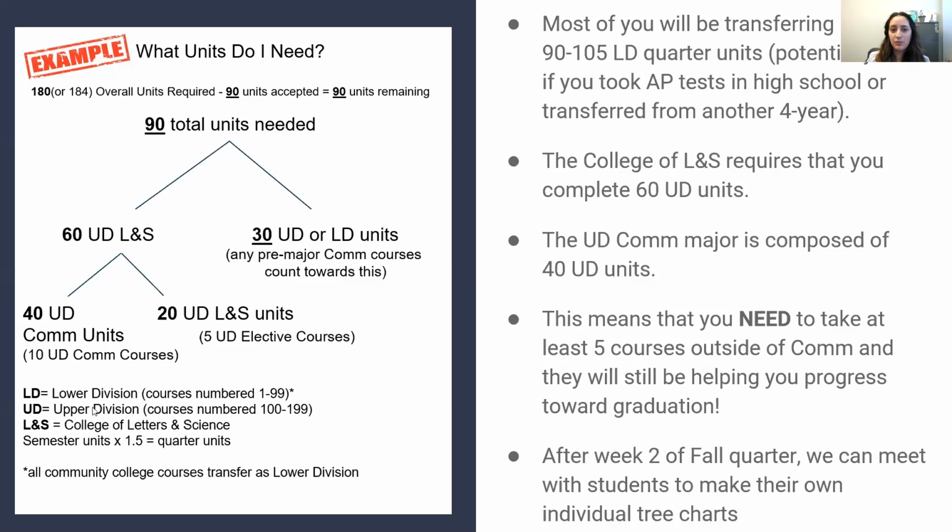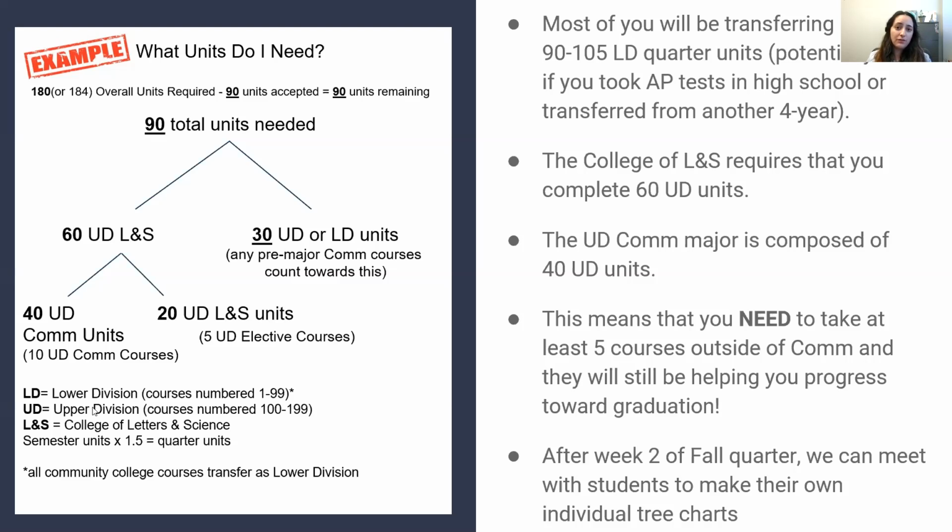If you have to take any pre-major courses at UCSB, those are all numbered 1 through 99, Comm 1, Comm 87, 88, 89. Those are considered lower division, so those units will count over on this side of the equation. So again, this number plus this number plus this number is going to all add up to your total units needed to graduate.